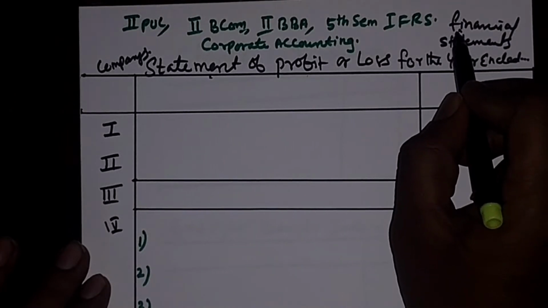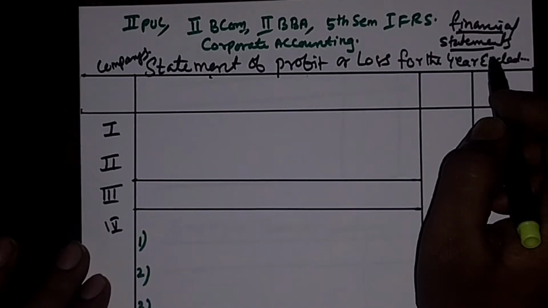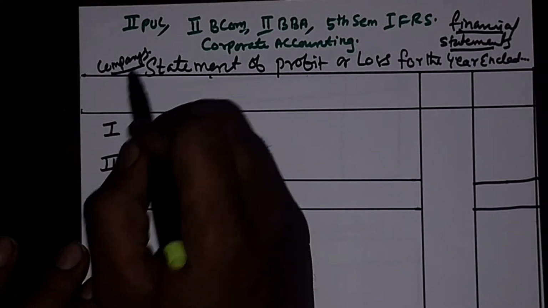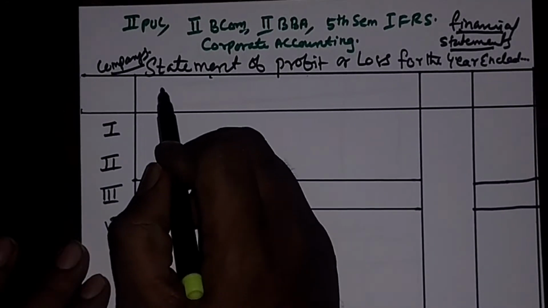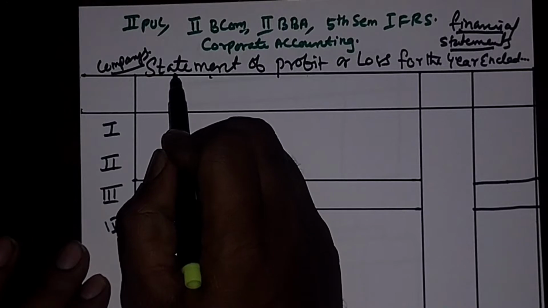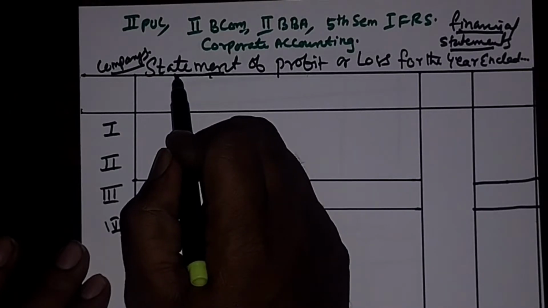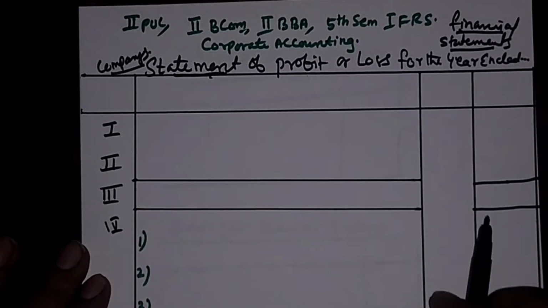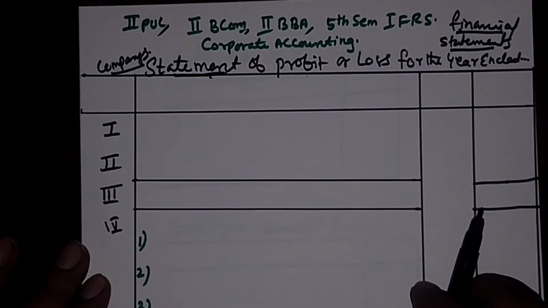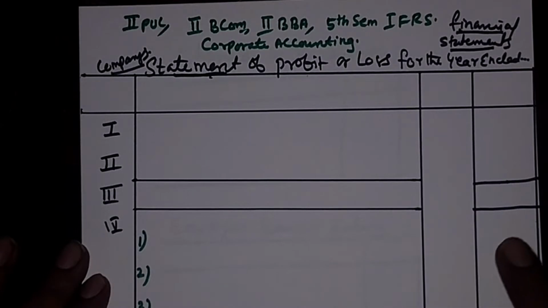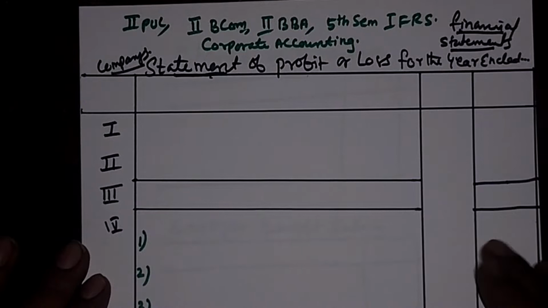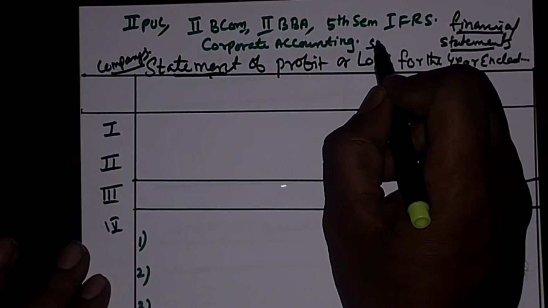The topic today I am covering is financial statements of companies. Under this financial statement of the company, the subtopic which I am covering is statement of profit or loss. This statement of profit or loss is prepared to find the net profit or net loss of the concern, and the format which I am going to prepare is as per the Companies Act 2013, as per Schedule 3.